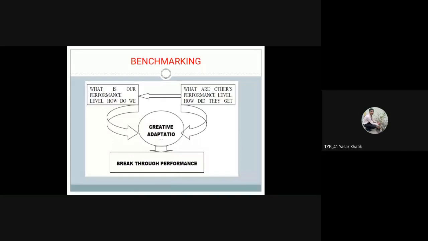Okay, through this benchmarking we can adapt creative things, and we will use these benchmarking techniques and achieve higher improvement through this benchmarking.